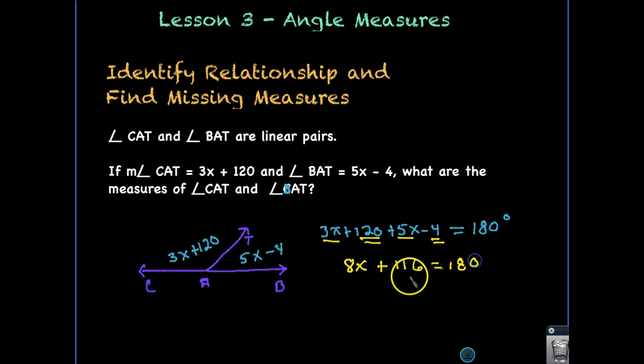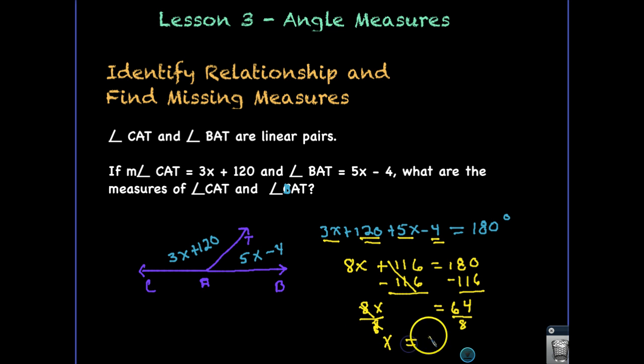All right, now I need to solve for x. So I have to subtract 116 from both sides. And I'm left with 8x on this side. These go away. Is equal to, and it looks like we have 64 over here if I subtract. And then if I divide both sides by 8, 8 divided by 8 is 1, or just 1x. X is 8.